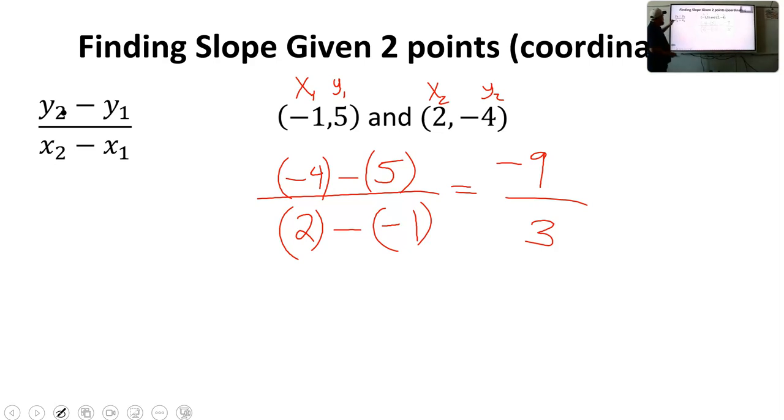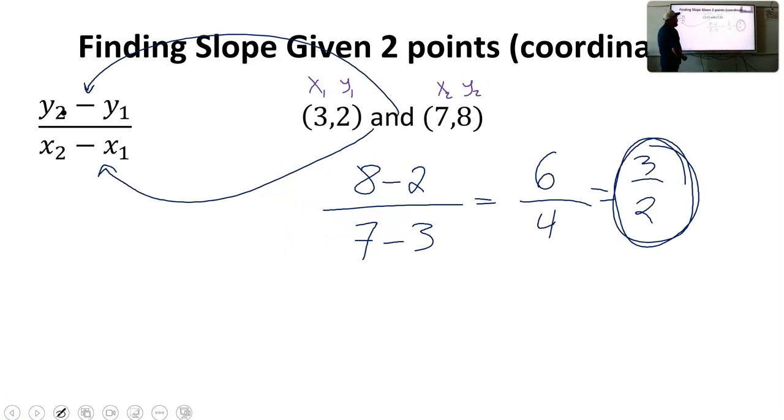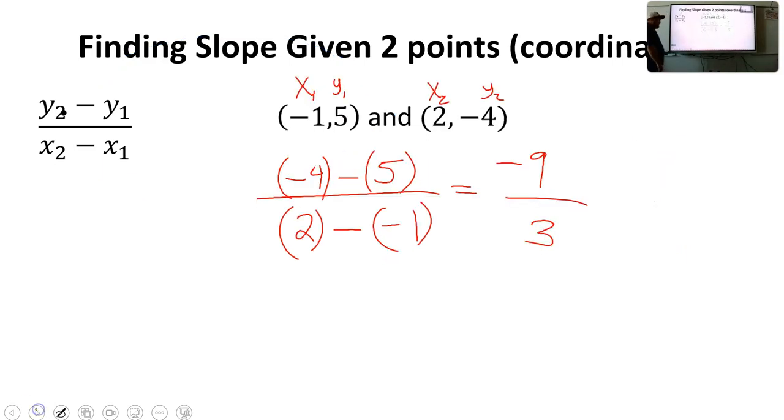So if it helps, if I went back to this problem, I would have put my 8 in parentheses and my 2 in parentheses. 8 minus 2 is 6. I would have put my 7 in parentheses and my 3, and 7 minus 3 is 4. So I use parentheses all the time when I plug things into formulas. I think it's a great help. So back to this problem, negative 9/3 simplifies to negative 3. So I have a negative slope of 3.